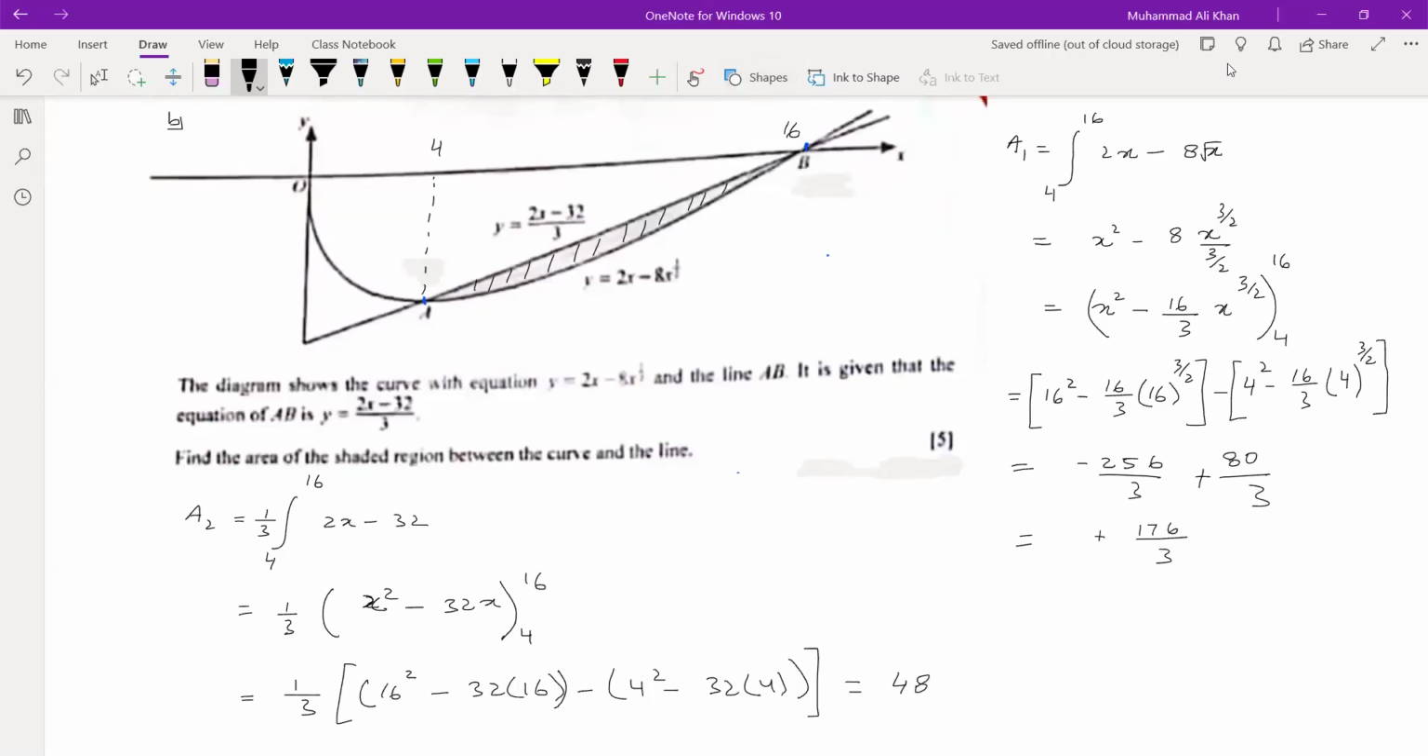This is area 2. Therefore, we have to subtract A2 from A1 to get the final answer. So it will be 176 over 3 minus 48, and the answer is 32 over 3. This is the final area of the shaded portion. Hopefully, the question is clear. It's again a simple question of integration.